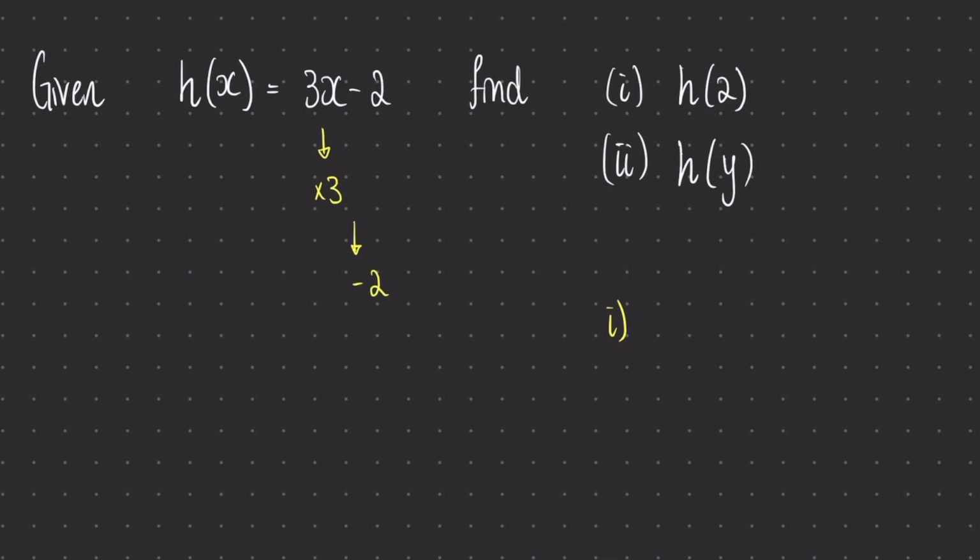When I do this, I'm being mindful to keep it in brackets. This is a technique that I suggest you use because later on when we're inputting more complicated expressions, the brackets will be helpful. So instead of x, I have 3 multiplied by 2 minus 2. This is going to give me 4. For part 2, instead of the old input x, I'm now inputting y. So I'm going to take my y, times it by 3, and then subtract 2 from it, giving me the expression 3y minus 2.